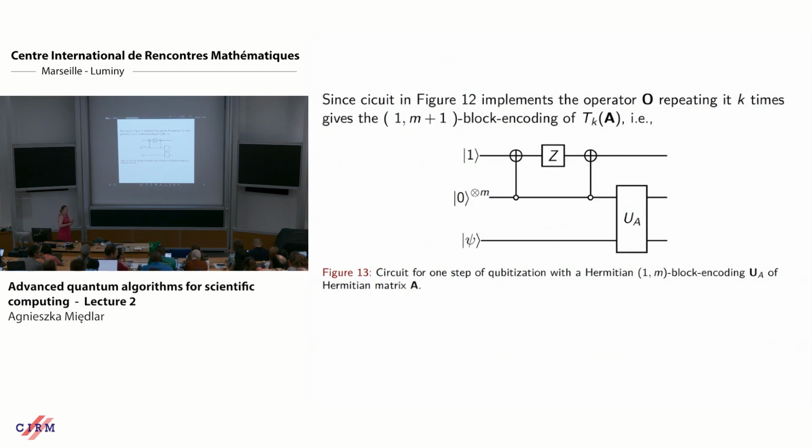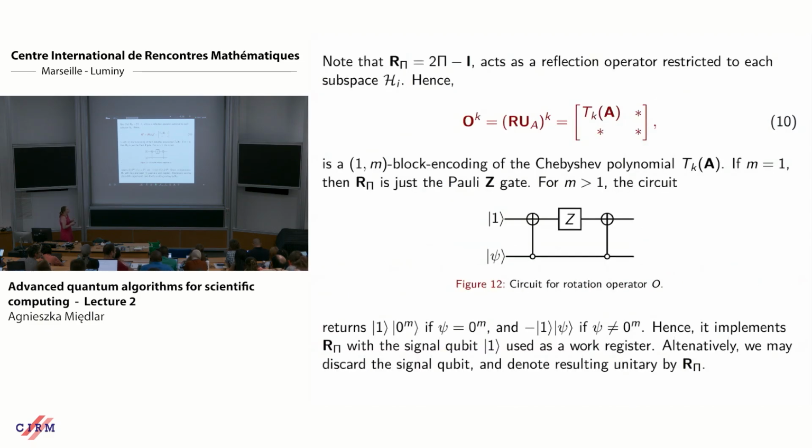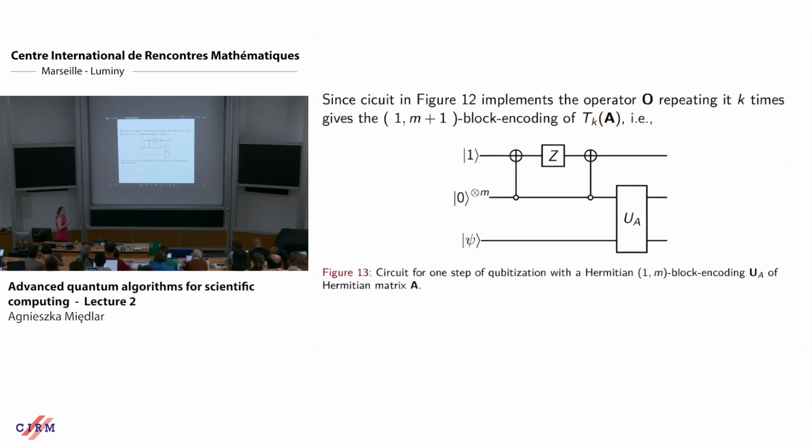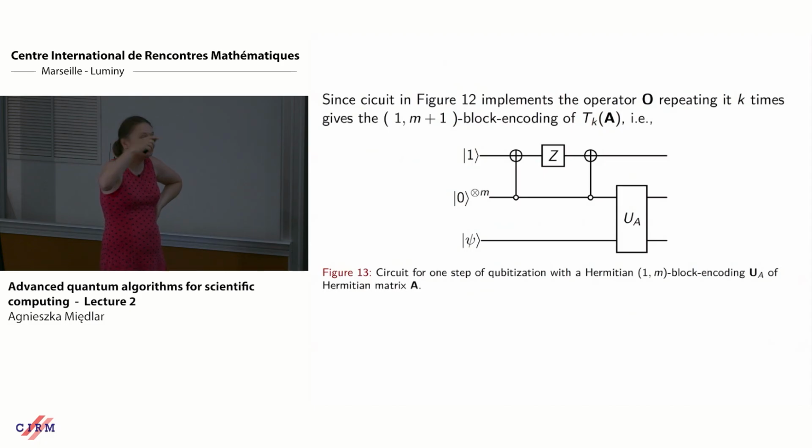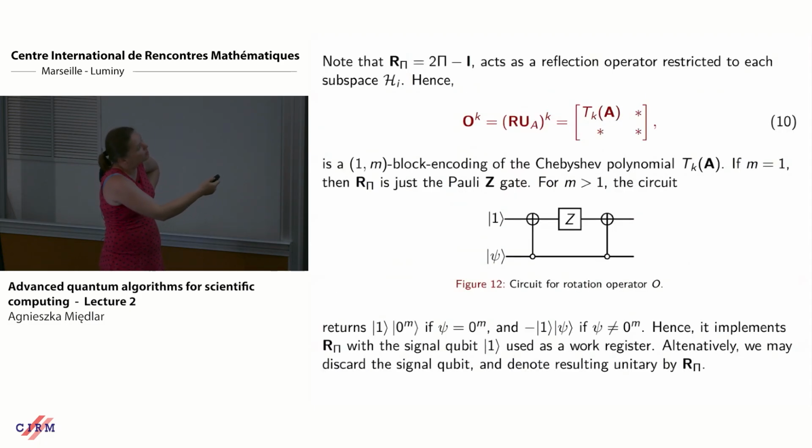Yes? It went pretty fast, so just to be sure I follow. Every time you apply the Z part, you elevate by one power. Yes. So if you want the kth, you apply it k times? Yes, you have to apply it k times to get your rotation operator to the power k, because you need that rotation to the power k to get this. If you apply it only to the power 1, you will get the first Chebyshev polynomial evaluated at A. If you need the kth Chebyshev polynomial, you need to do it k times. So it depends on the index of the Chebyshev polynomial you need.